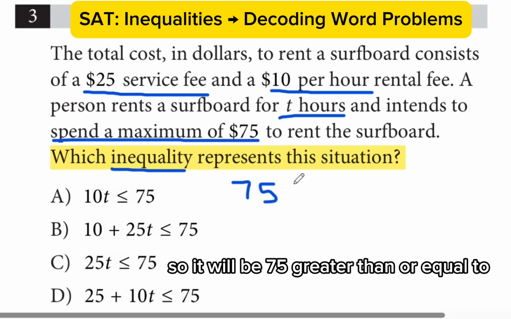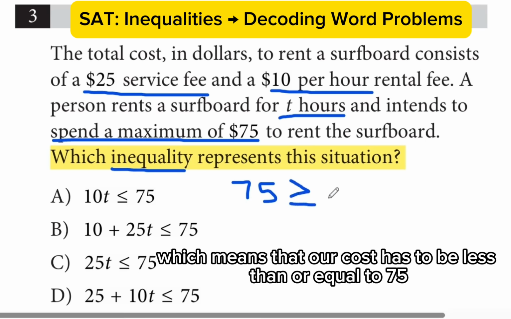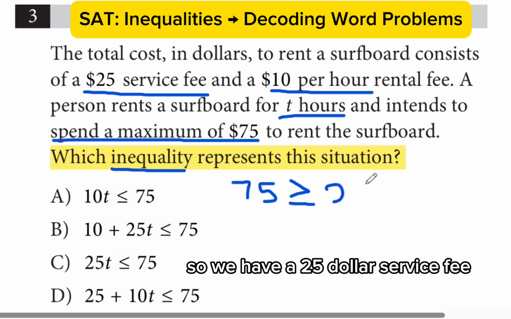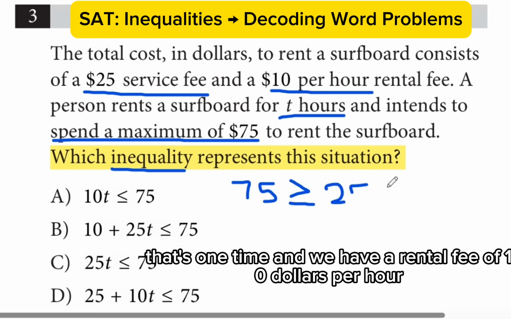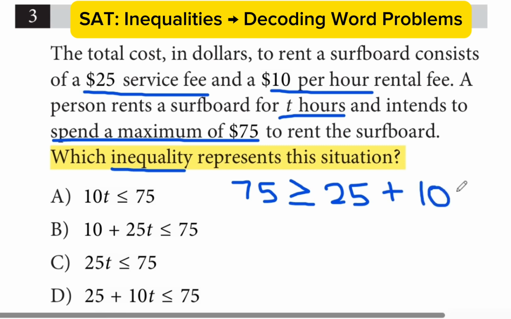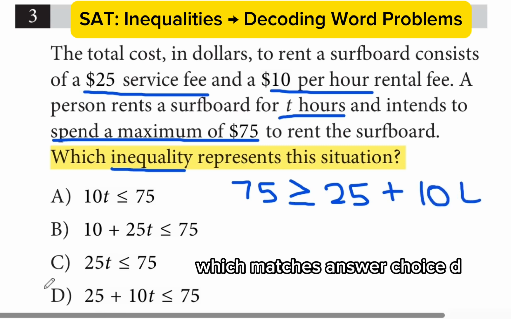So it will be 75 greater than or equal to, which means that our cost has to be less than or equal to 75. So we have a $25 service fee, that's one time, and we have a rental fee of $10 per hour, so that would be plus 10T, which matches answer choice D.